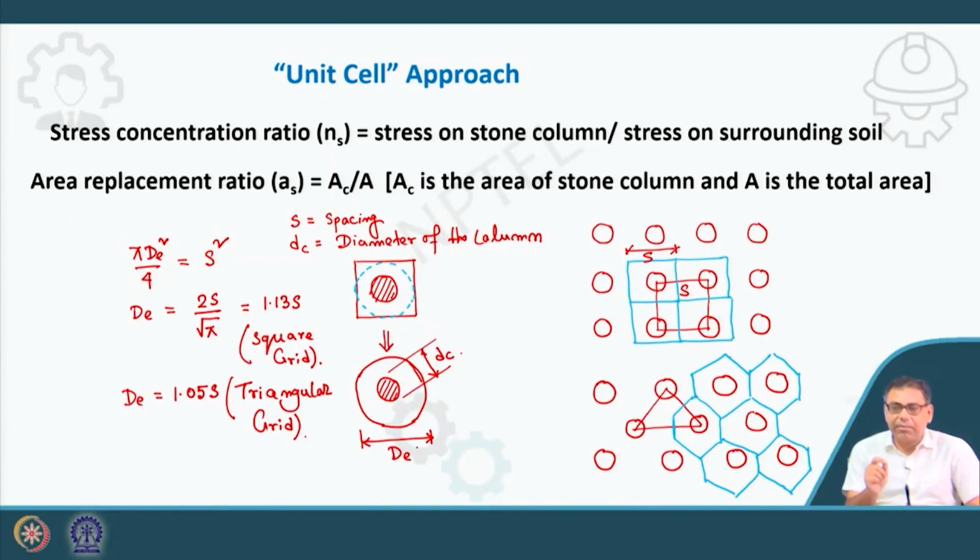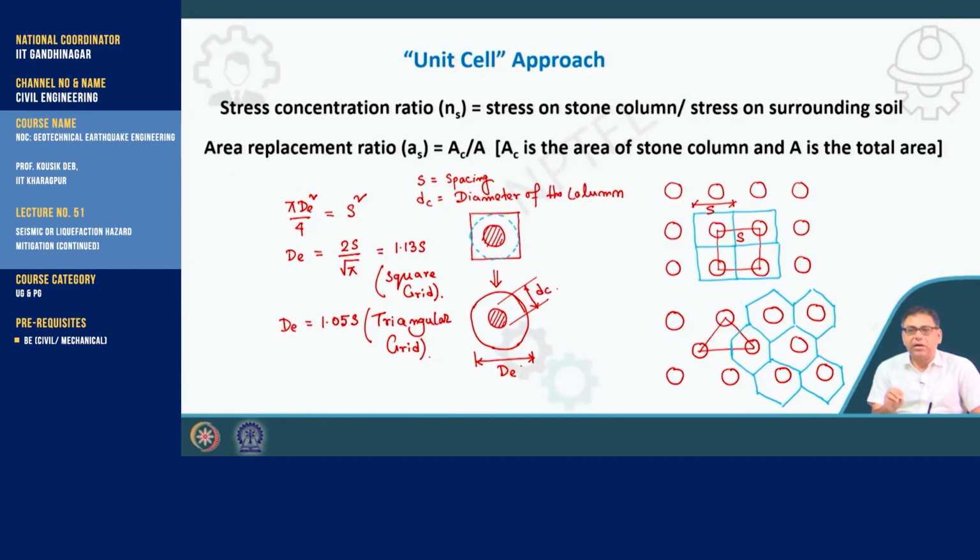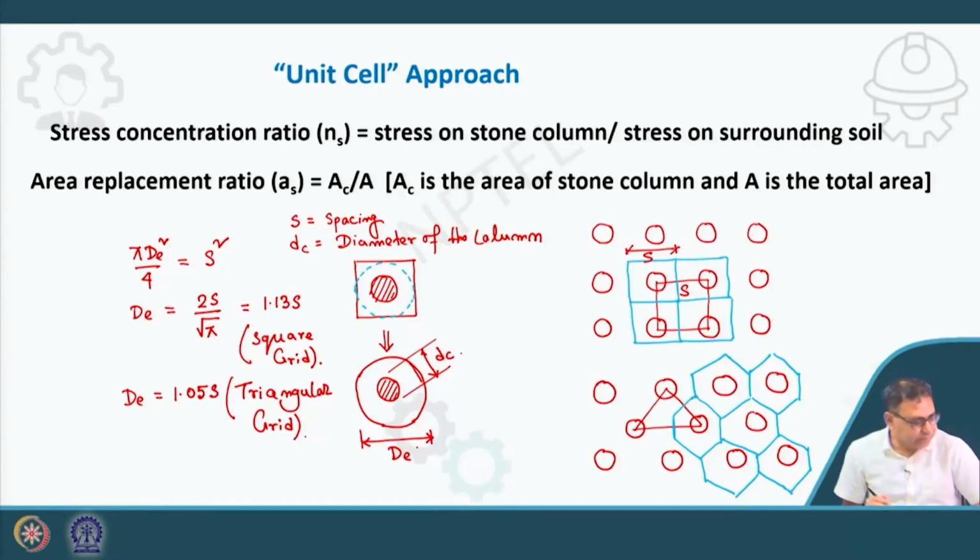So it is basically pi d square divided by pi d square by 4, or pi dc square by 4 divided by pi d square by 4. Okay. So these terms are very common terms we use for our design.